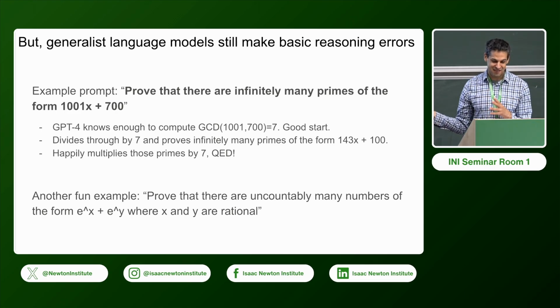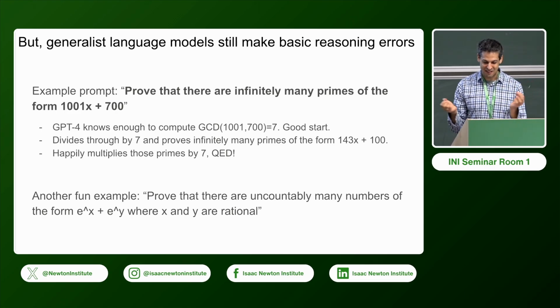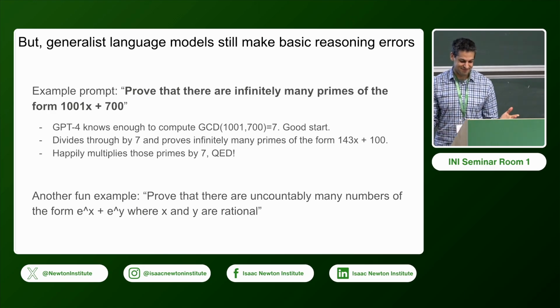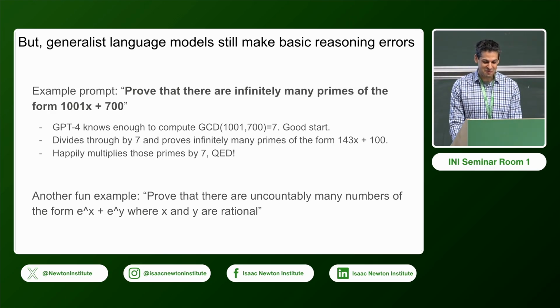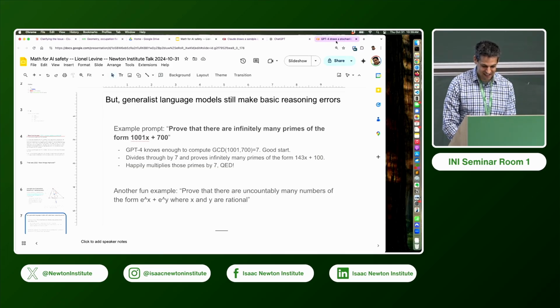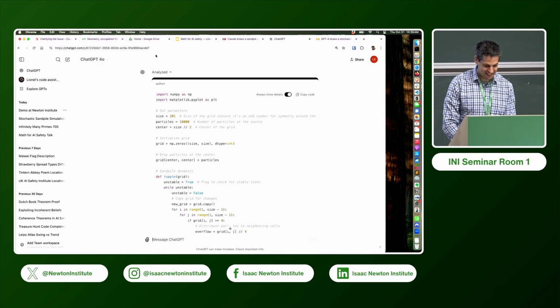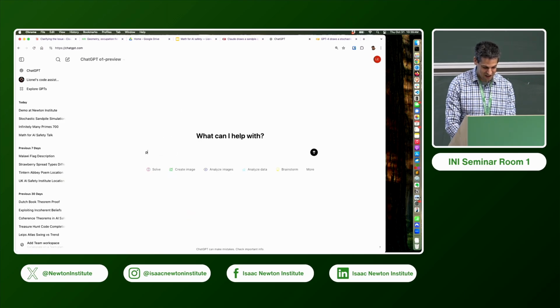On the other hand, generalists, so those are specialist systems that are specifically designed to produce math proofs. Generalist models still make some basic reasoning errors. So one of my favorites, we can actually demo this right now. So if you ask GPT to prove that there are infinitely many primes of the form 1001x plus 700.